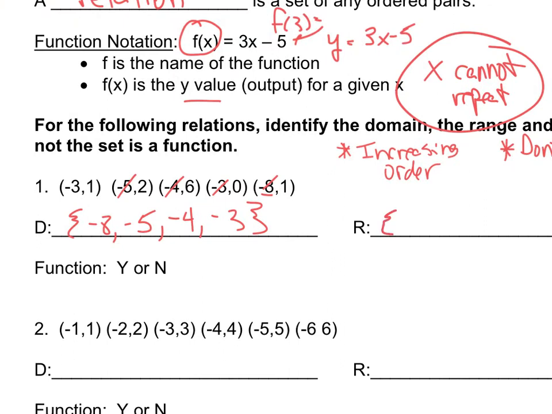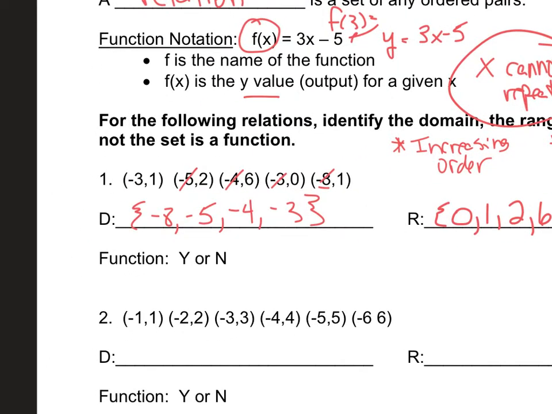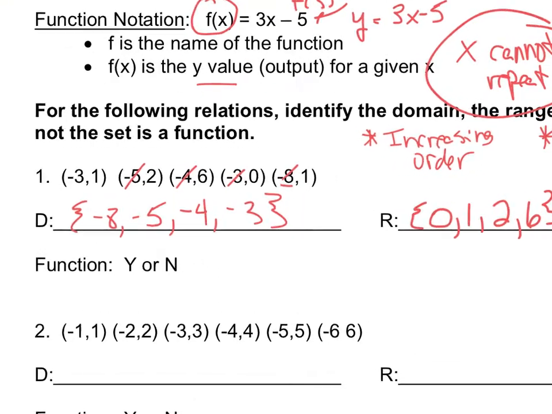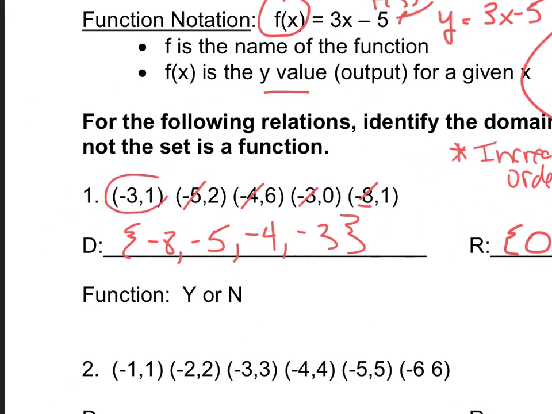The range. Now the y values. Let's see, the smallest y value is 0. I've got a 1, a 2, and a 6. And notice I didn't repeat the 1 because I'm not using repeats. Is this a function? Well, here's where it can get tricky. Look right here, (-3, 1) and (-3, 0). If that were true, I would have to be able to plug in a number to the same exact equation and somehow get out different numbers. This means it is not a function because we cannot repeat the x values.